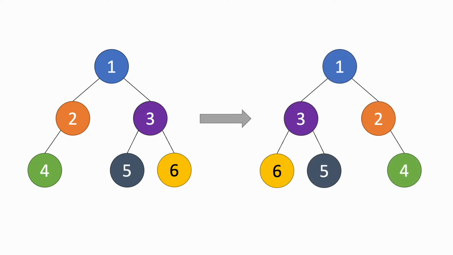Notice that all the nodes that were left nodes are now right nodes, and all the right nodes have become left nodes. And by doing so, we've produced a tree that is a mirror image of the original one.